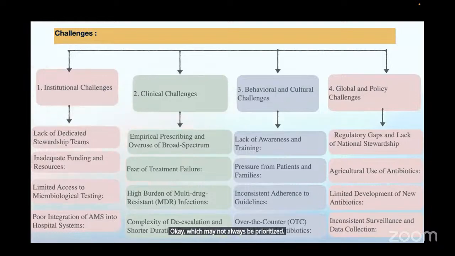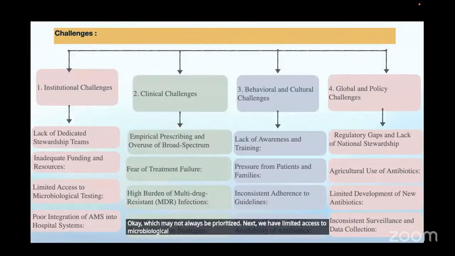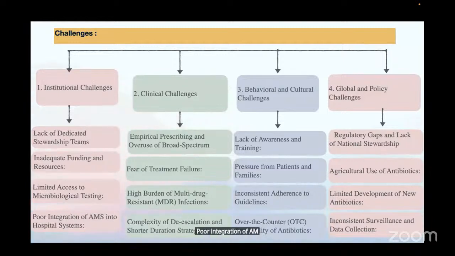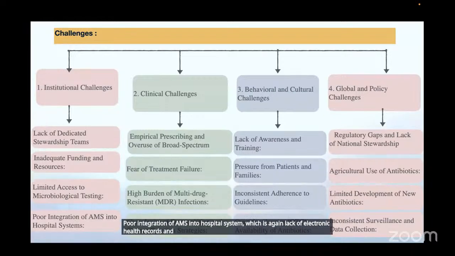Next, we have limited access to microbiological testing. Obviously, because many healthcare facilities, especially in low to middle income countries, we can say, lack access to rapid diagnostic tests and antibiograms, delaying your appropriate antibiotic choices. In case of COVID-19, you can imagine, right? Poor integration of AMS into hospital systems, which is again a lack of electronic health records and clinical decision support systems, which is CDSS, which is very important to learn, makes monitoring antibiotic use again difficult. Okay, poor integration. So these are again institutional challenges.